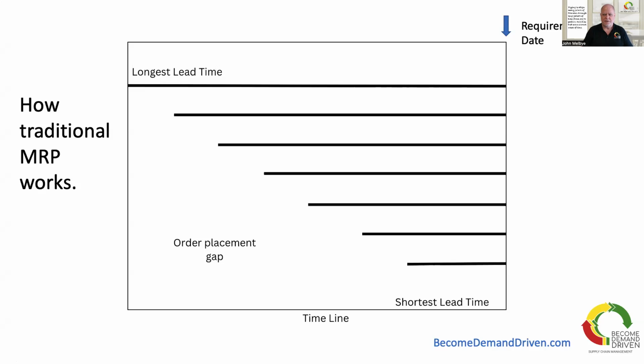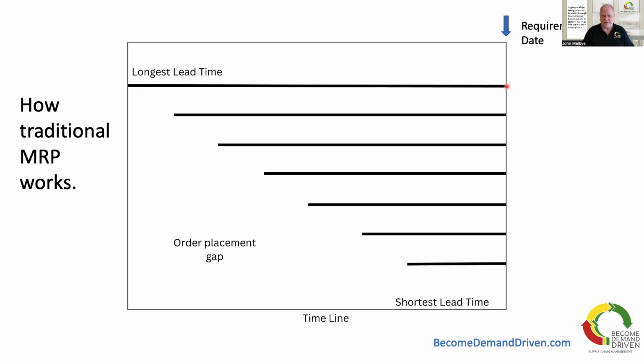But I think one of the things we need to do is start by asking the question, why do we have chaos? So let's start with how traditional MRP, material requirements planning, works. Let's start with this idea that we have a requirement date. At some point, whether that's a due date for the customer or the starting of a production, whatever that requirement date is, we have a requirement date.